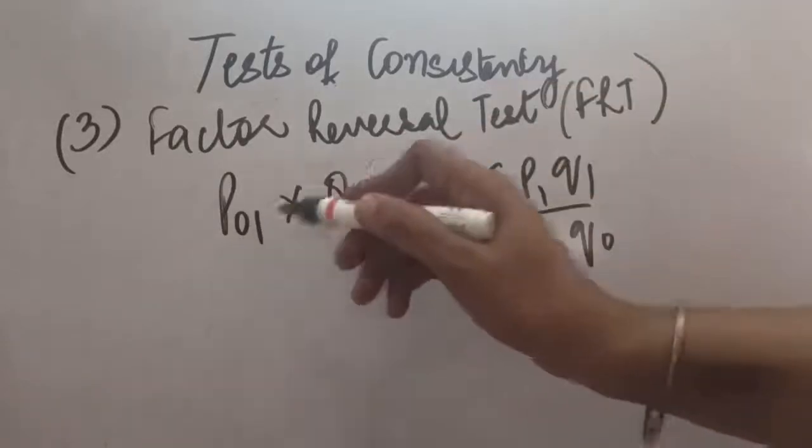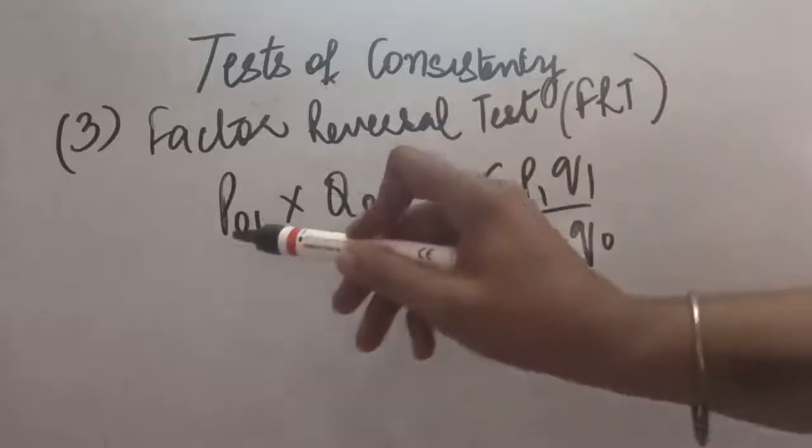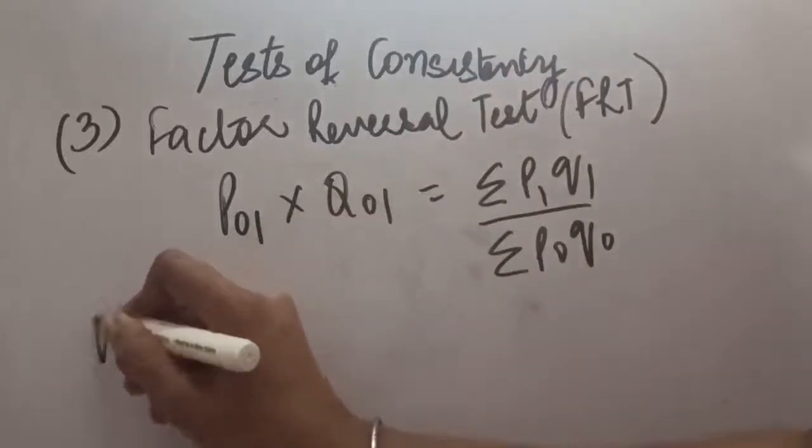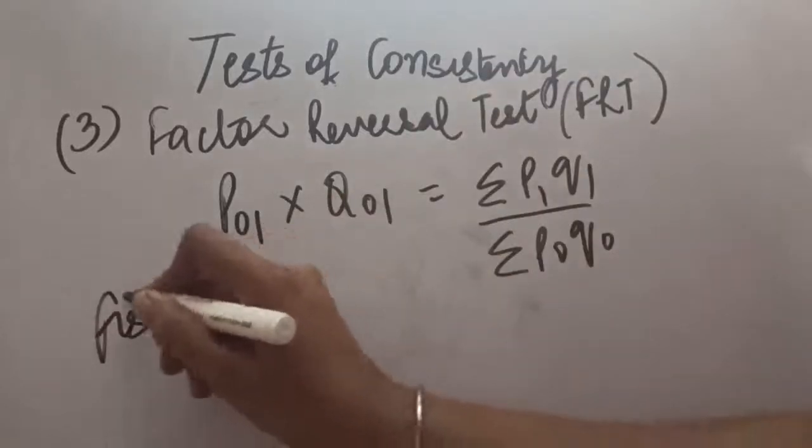So when you multiply these two, it means the price index is multiplied by the quantity index in a formula. It should come out equal to this. If in any formula it comes out like this, we can say that the formula satisfied the factor reversal test. So let me apply this, for example, in the case of the Fisher index.